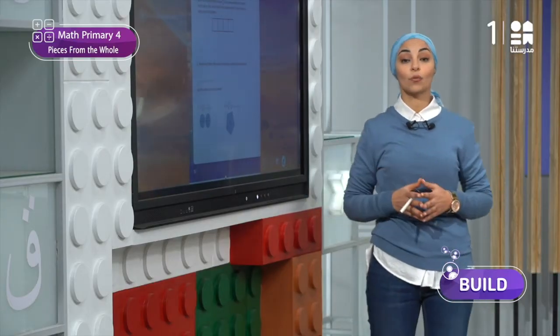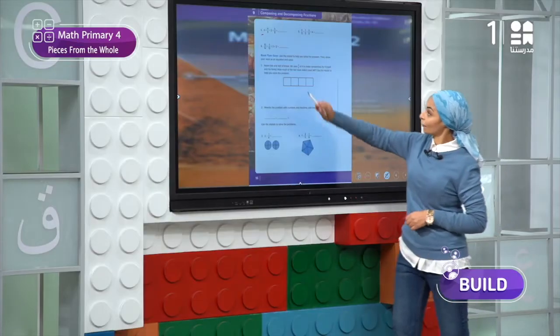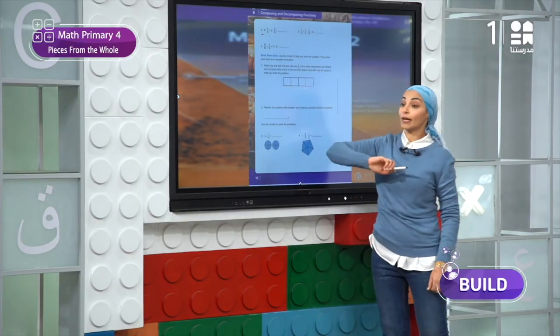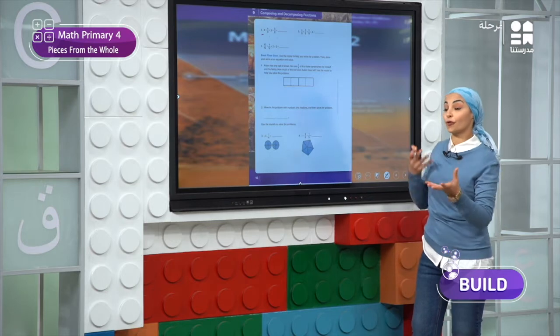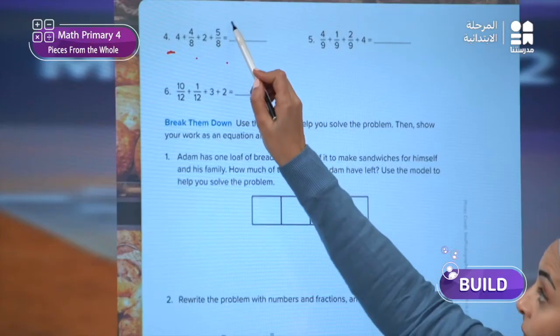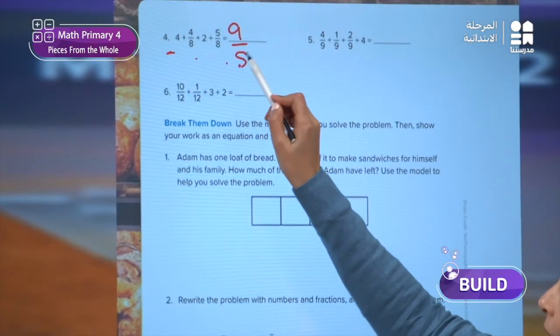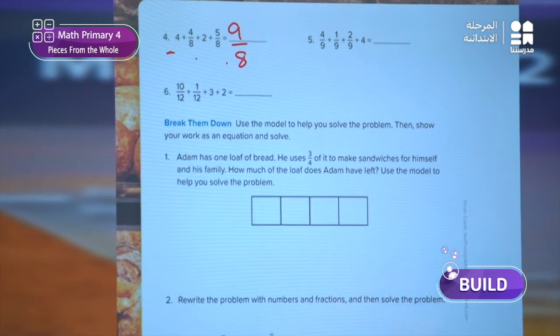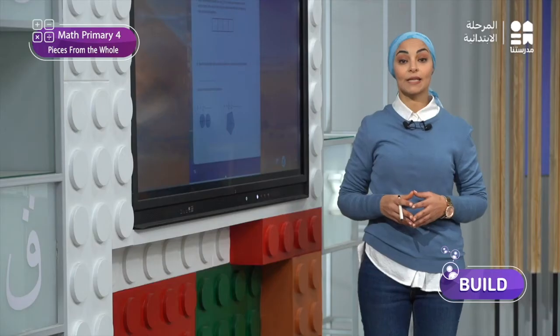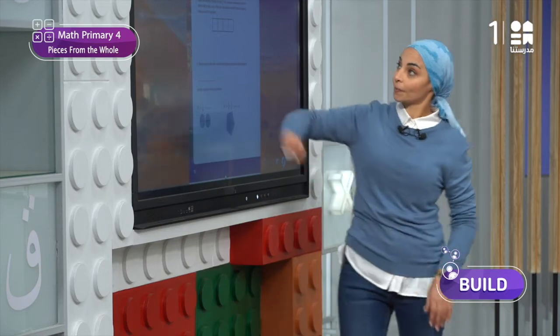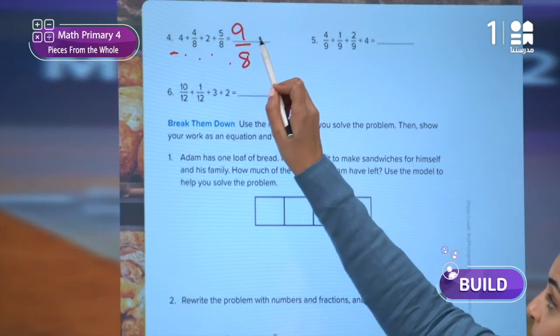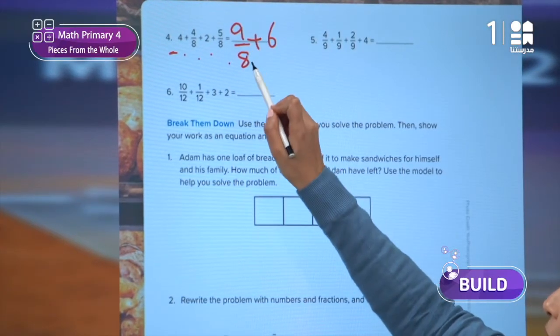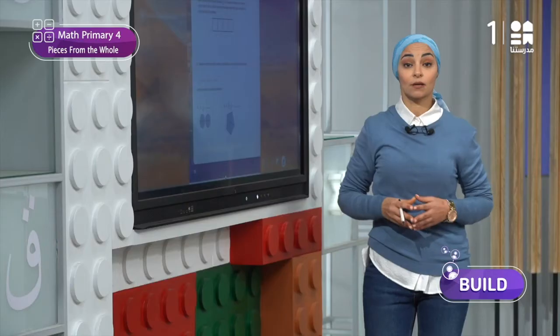This time I will add the fractions first. 4 over 8 plus 5 over 8 equals what? Yes, of course. 4 plus 5 gives me 9 over the same denominator, which is 8. And what about the whole numbers? Yes, I will add the whole numbers. 4 plus 2 gives me 6. So my answer is 9 over 8 plus 6, right?